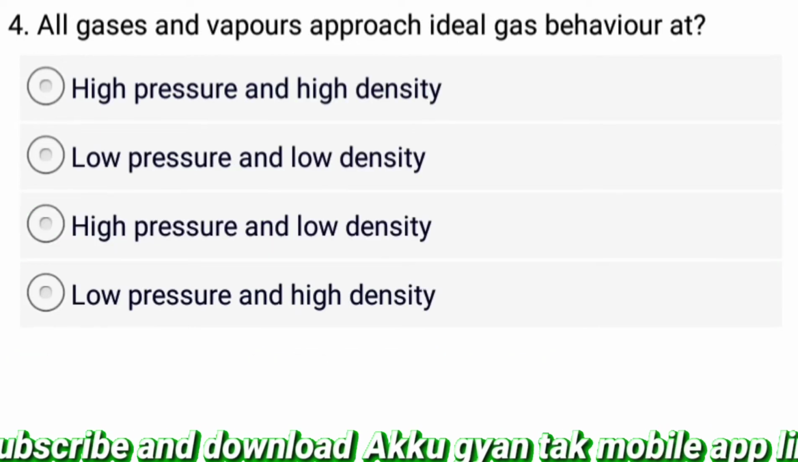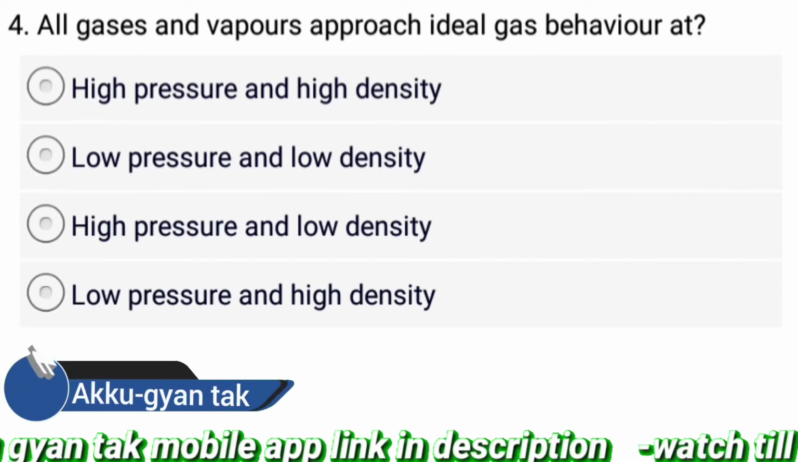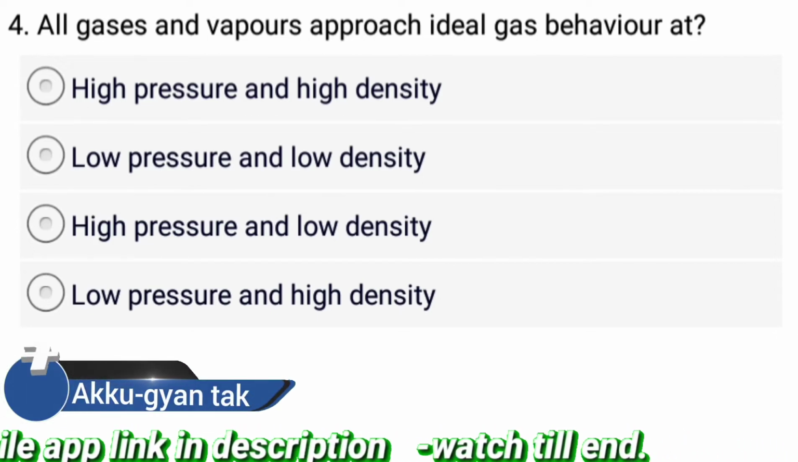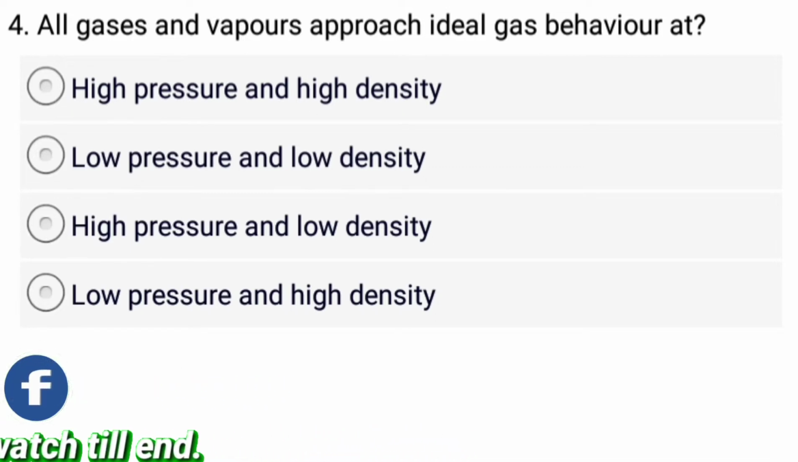All gases and vapors approach ideal gas behavior at A. High pressure and high density. B. Low pressure and low density. C. High pressure and low density. D. Low pressure and high density.